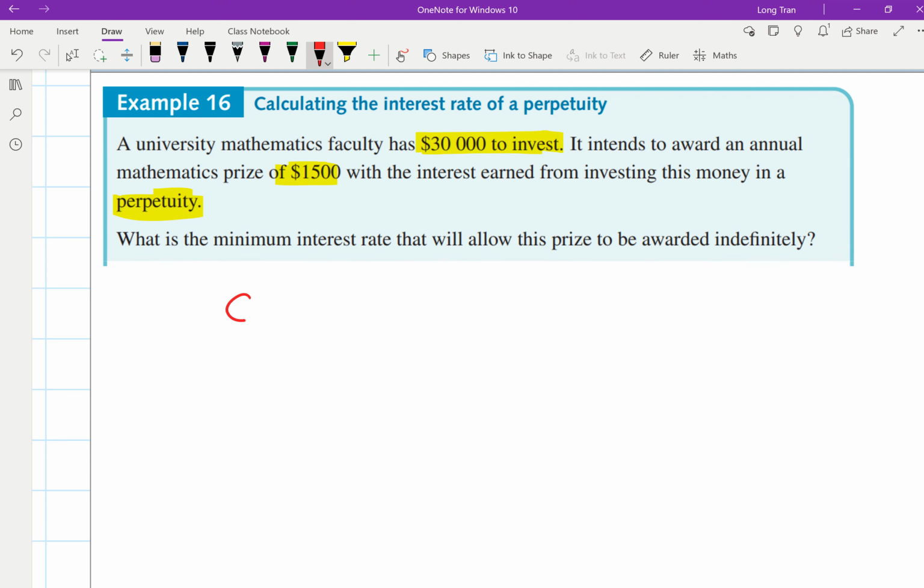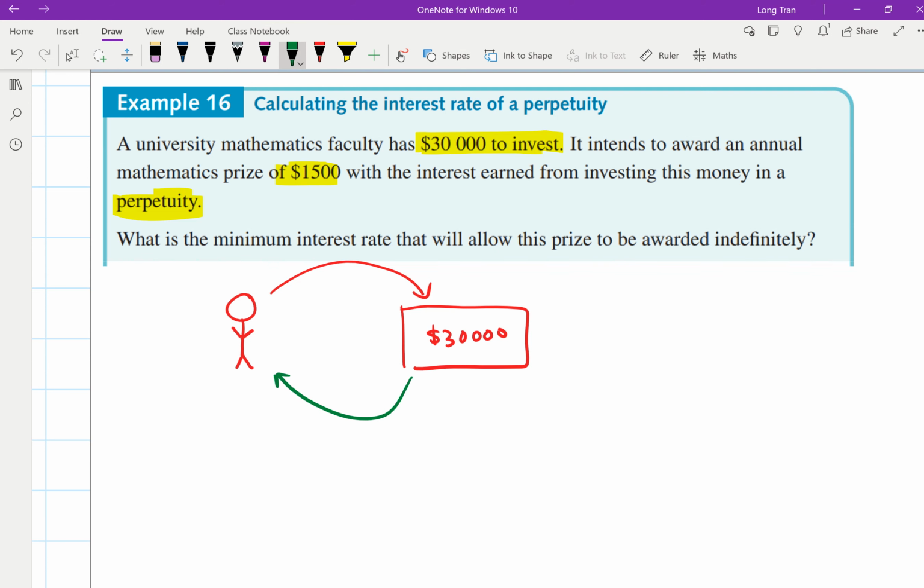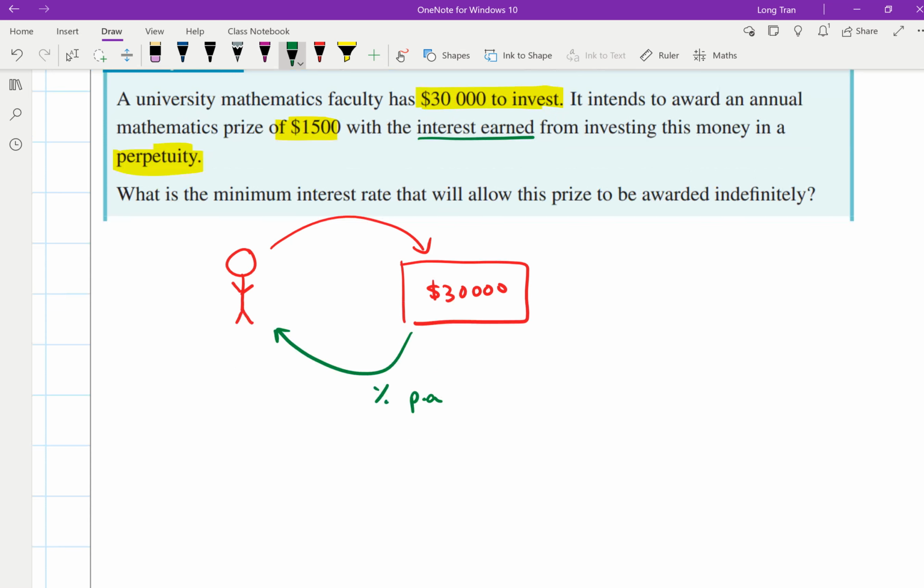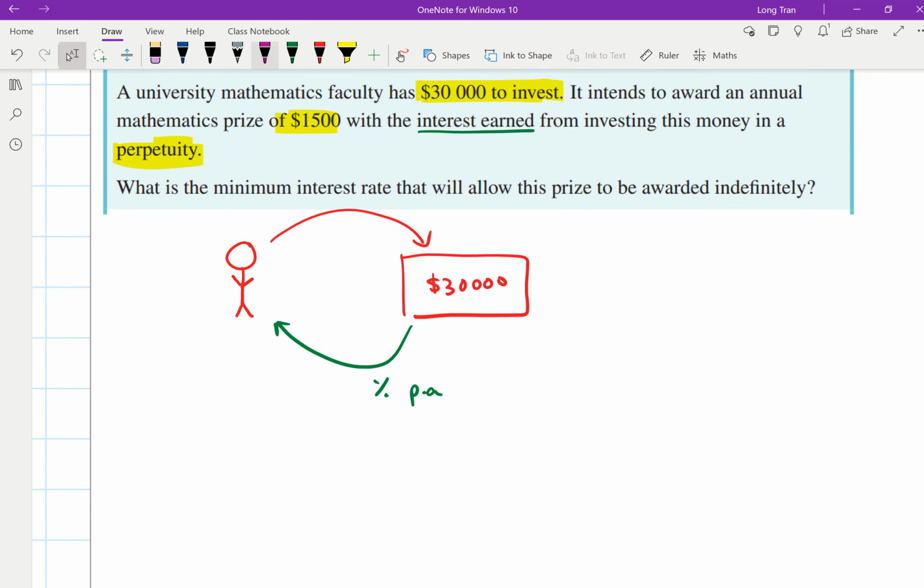So again, with the diagram that I've been drawing in our previous examples, they're putting in $30,000 to an account, and that company or account or institution or organization is happy. They will then pay back a certain amount based on the interest earned, which we don't know, per annum. And we know that the university will get paid $1,500. So $1,500 is how much they're getting back, which is the D value.